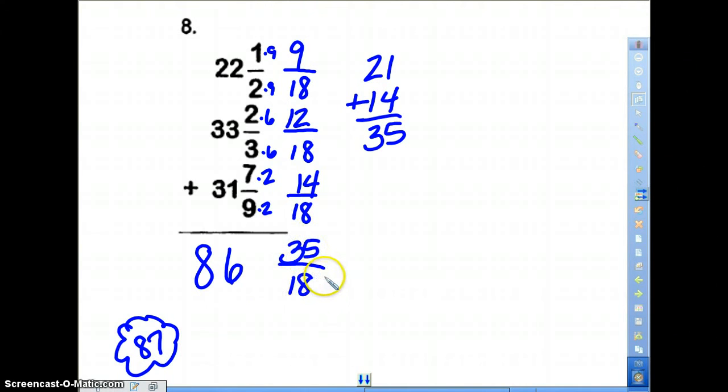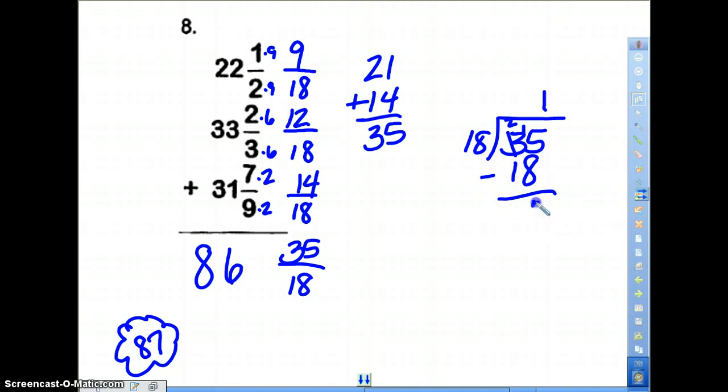Yeah, we've got an improper fraction here, and we don't leave our answer with an improper fraction in it. So we're going to have to change that improper fraction to a mixed number. What this says is 35 divided by 18. How many times does 18 go into 35? Well, it goes into 36 twice, so it goes in there once. That's 18 when you multiply. Let's subtract.